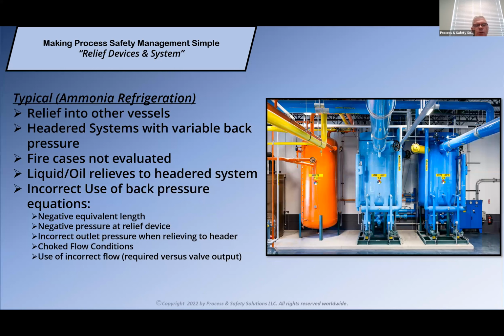And then use of the incorrect flow. Oftentimes we look at flow in a header based on the required flow rate of the relief valve. When you're looking at flow in a header, you must look at the relief capacity flow. So maybe the capacity of the relief valve is 100 pounds an hour and required is only 40 pounds per hour. A little bit oversized, I understand, but when you do your header calculation, it must be based on the 100 and not the 40. So making sure that you're sizing and understanding your back pressure correctly and sizing your header correctly is pretty important.